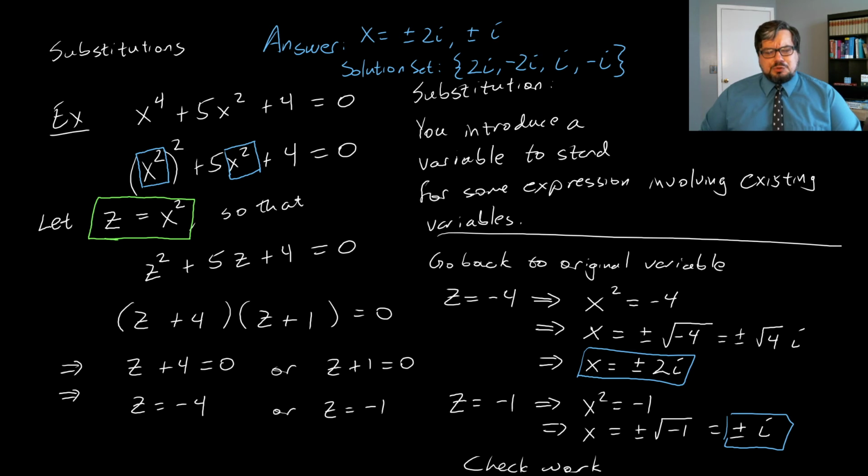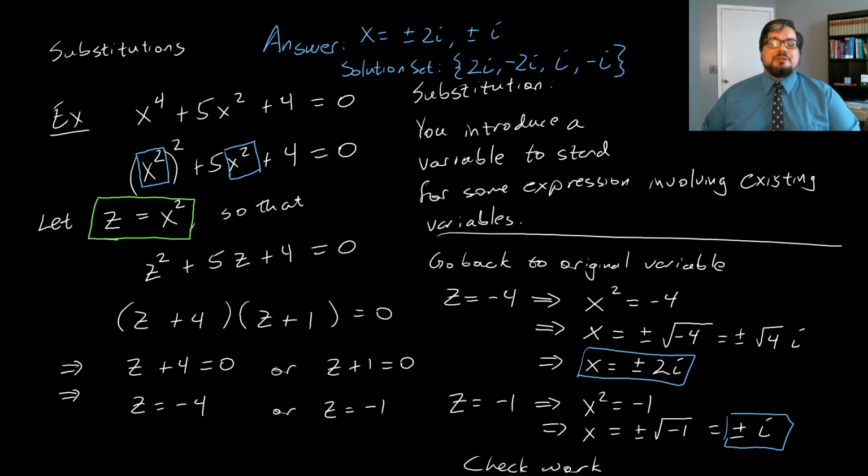We'll do a couple more, or one more example. I just want to point out one more pattern that we notice here. In this case, we started with a degree 4 polynomial. And how many solutions did we get? Well, we got 4 of them.